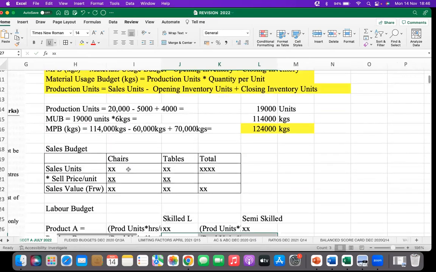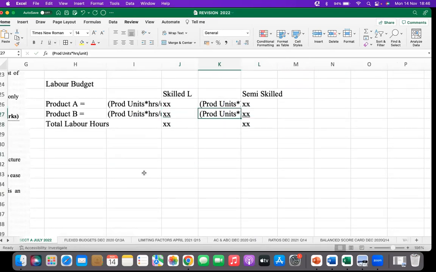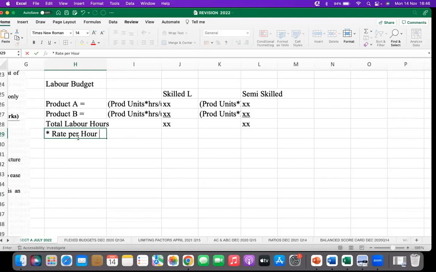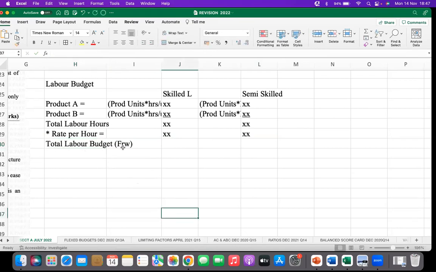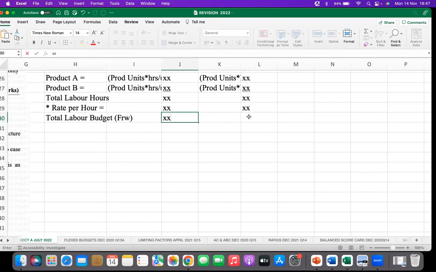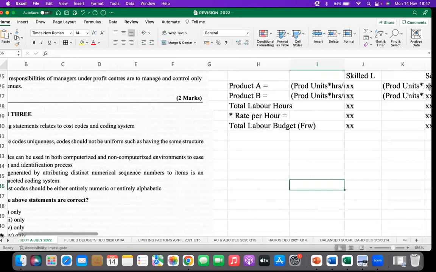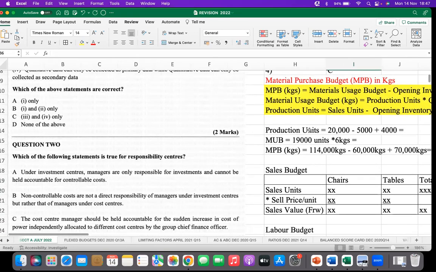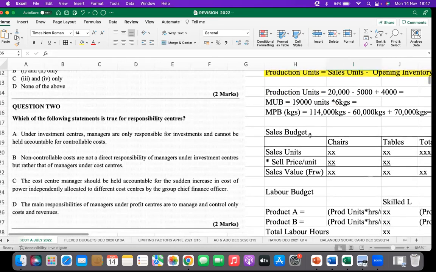The total labor hours for skilled and the total labor hours for semi-skilled. And then you come and multiply by the rate per hour, which you'll be given there. You'll be given rate per hour for skilled and rate per hour for semi-skilled. So this will give you total labor budget in money form. So those are at least four functional budgets which we have revised when covering that question. So what have we covered? Sales budget, production budget, materials usage budget, and materials purchase budget. So that was question number four, which has enabled us to revise on functional budgets.